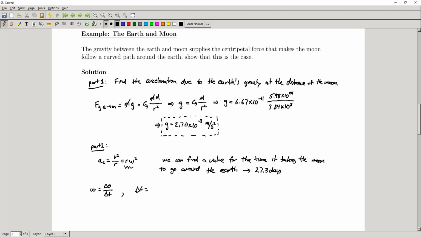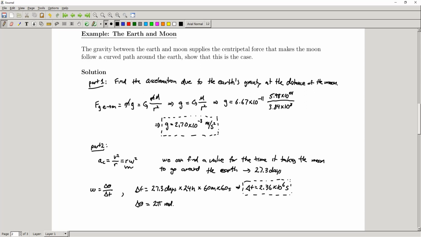Delta t is going to be equal to 27.3 days, but we want to get the number of seconds, right? So we need 24 hours in a day times 60 minutes in an hour times 60 seconds in a minute, and this is going to end up giving us a delta t equal to 2.36 times 10 to the 6 seconds. Okay, it's an intermediate result that we're going to need there, and we know that we want a delta theta equal to 2 pi radians, right?